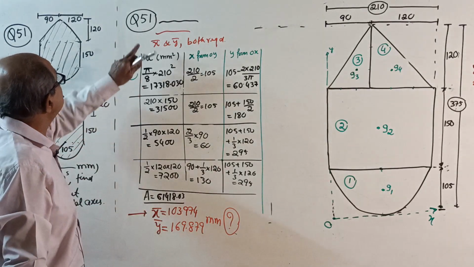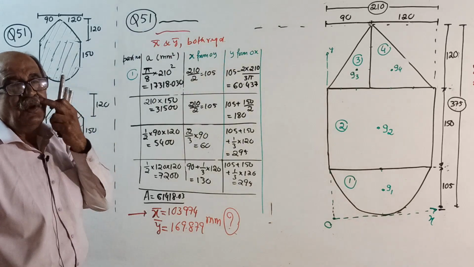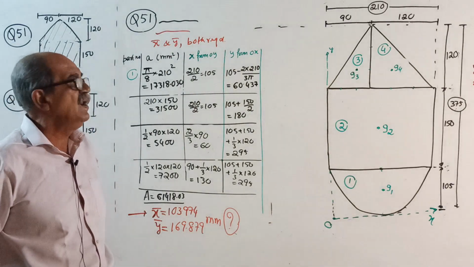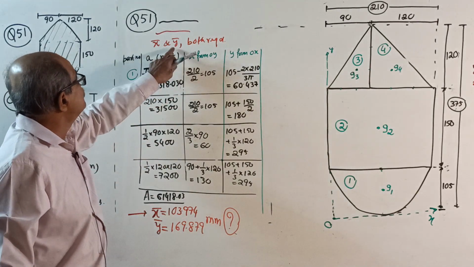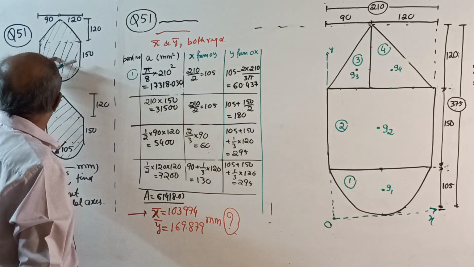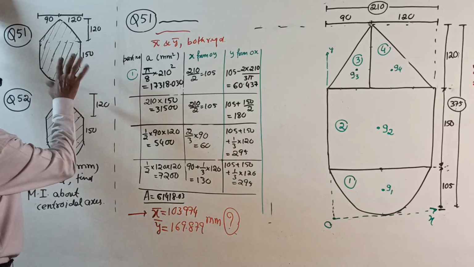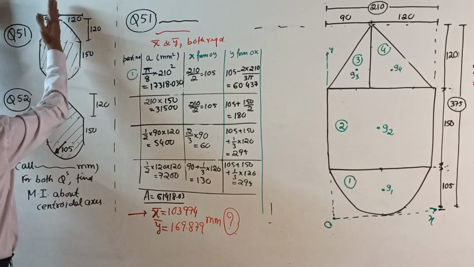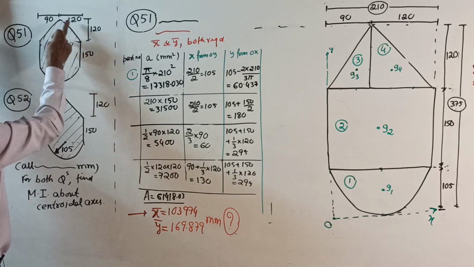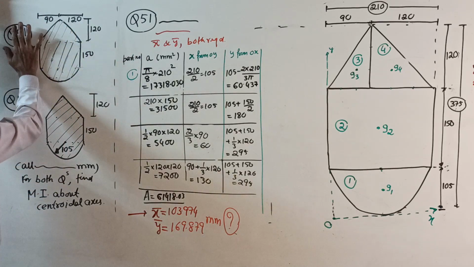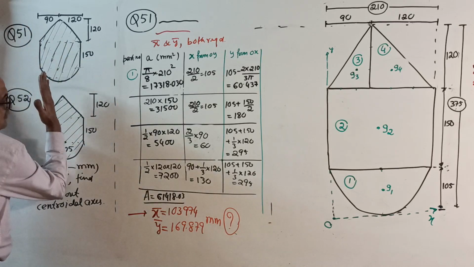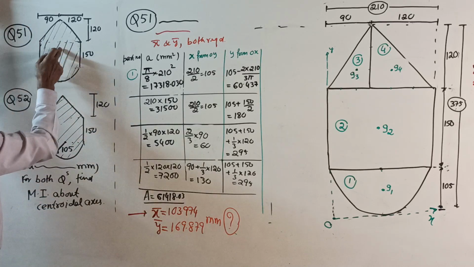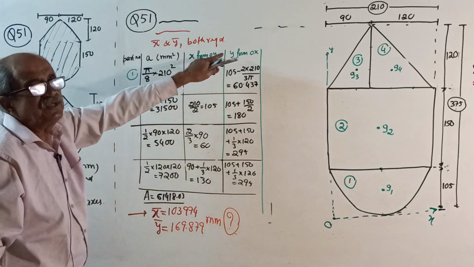Okay, start. First, question 51. What is required? Ixx, Iyy, etc., therefore the x bar, y bar question. For this question there is no symmetry. This way symmetry is spoiled because of 90 and 120. But in the next question, this way symmetry is there. So therefore x bar, y bar both are required.